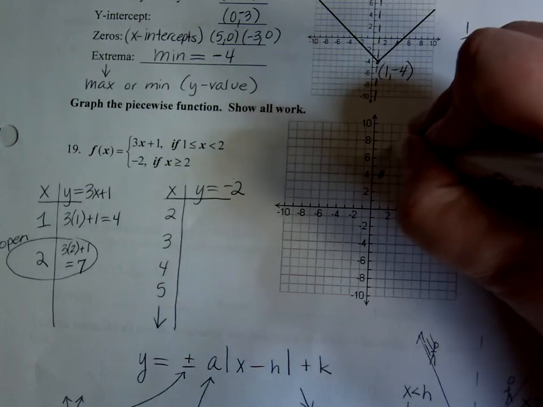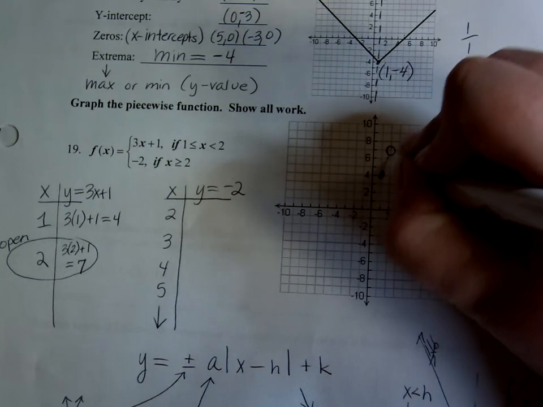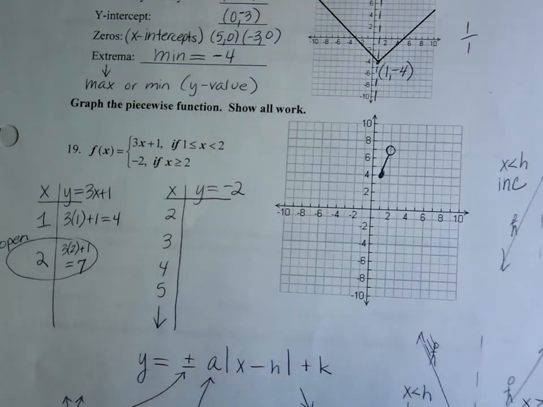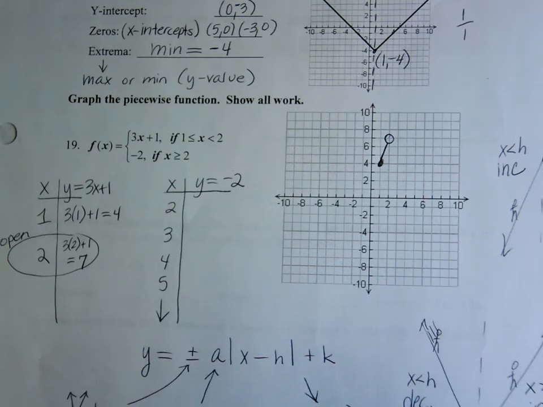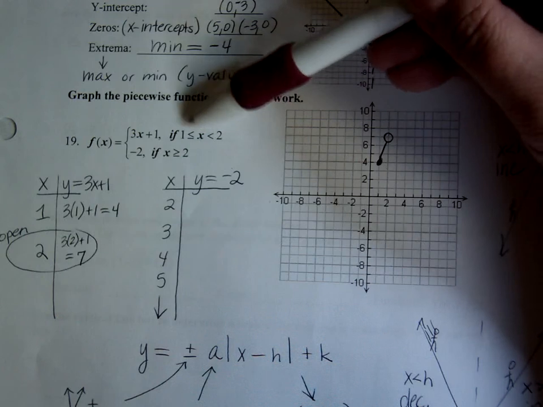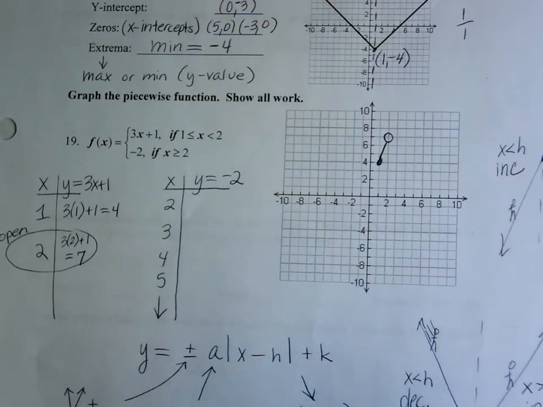And then I can connect them. Nope, I'm done on both sides because the x's are only between 1 and 2 there. So I just connect those like a little segment. If you have an x between 2 numbers, it's going to be a line segment, not an arrow.